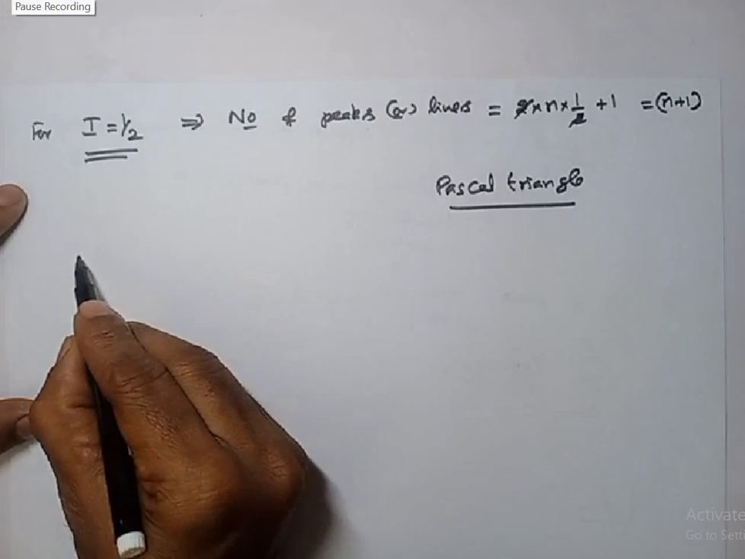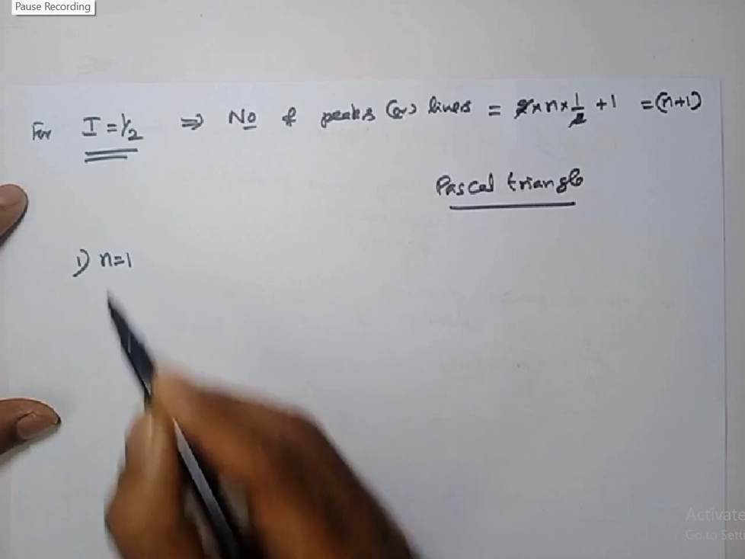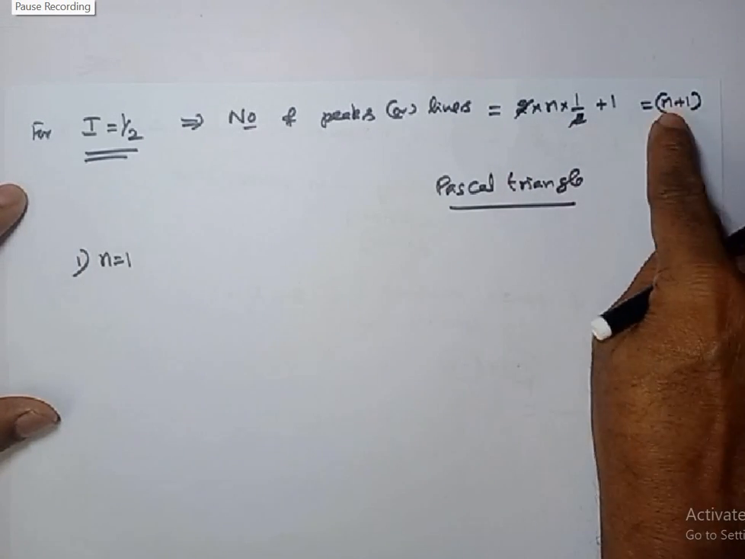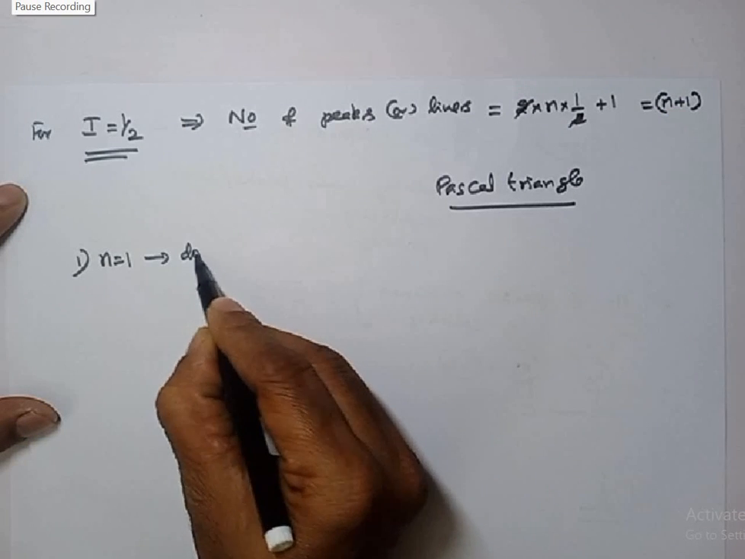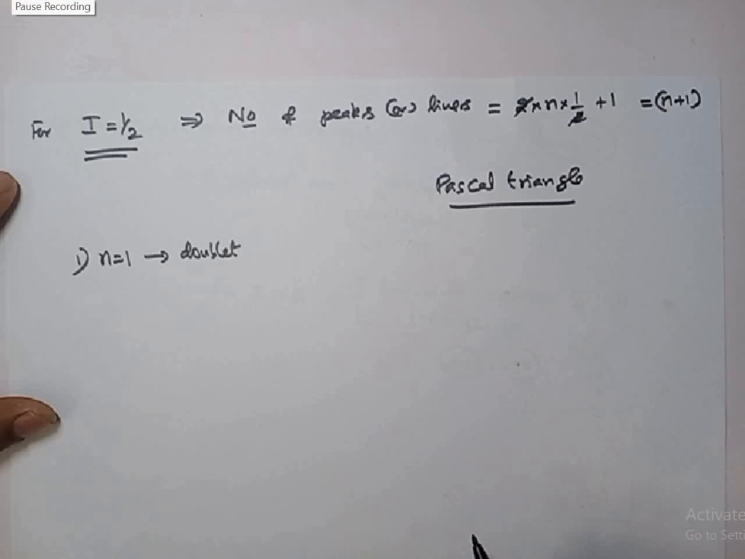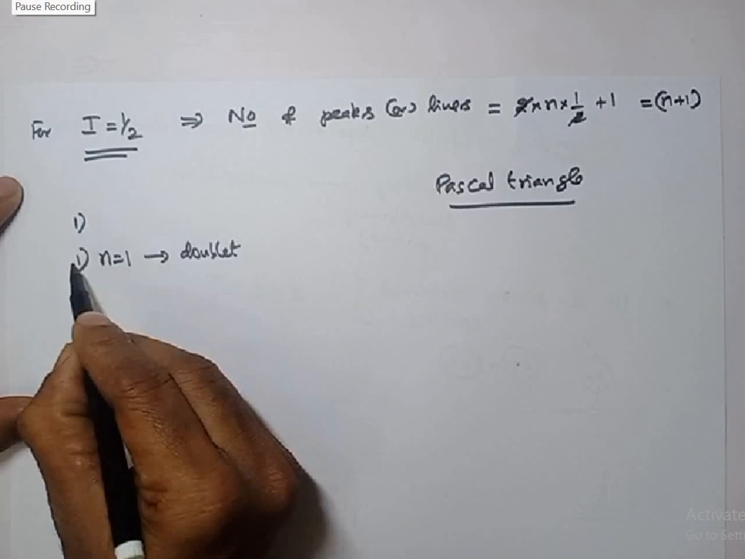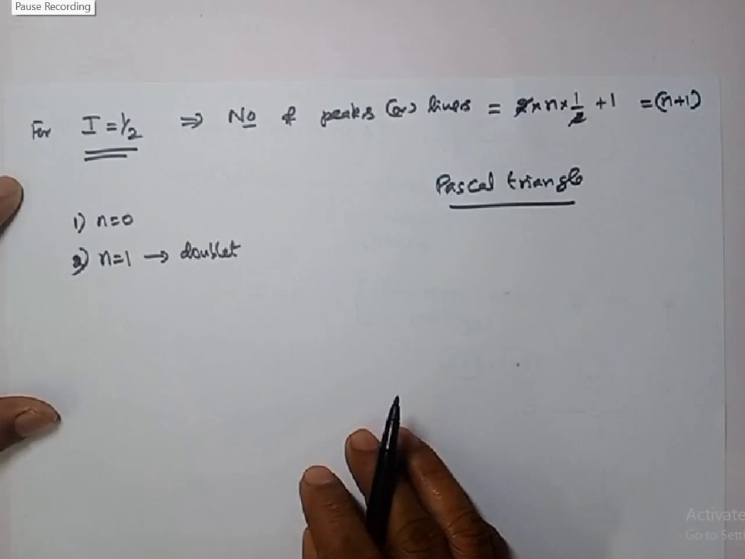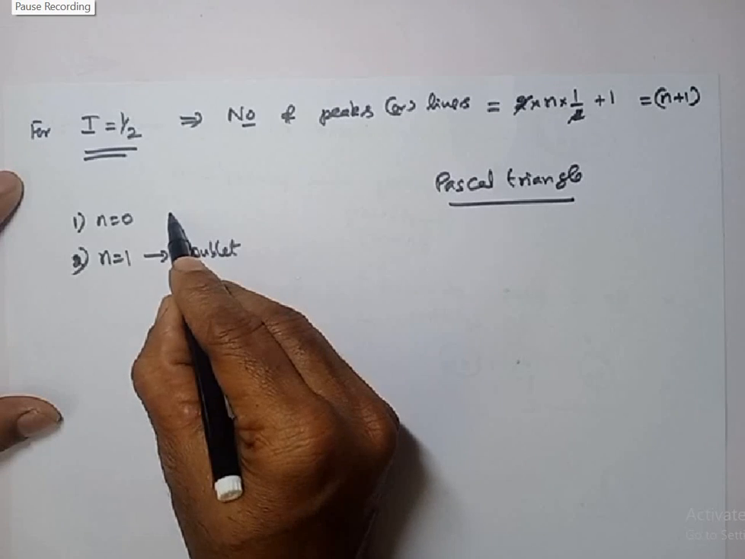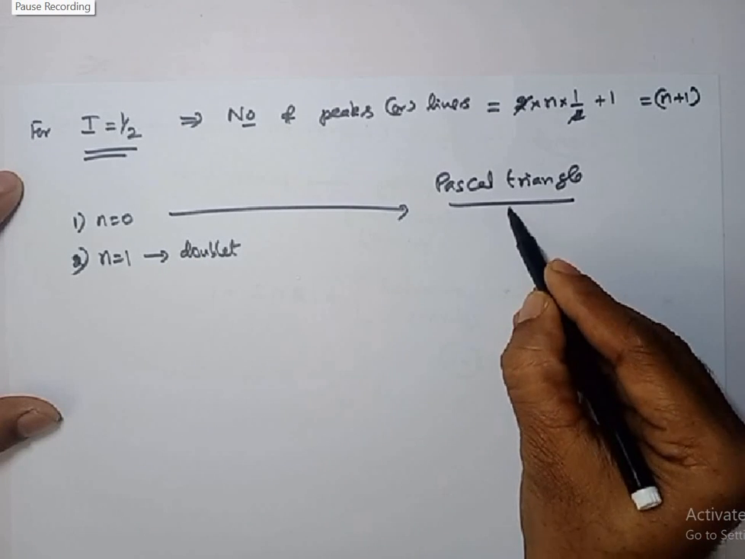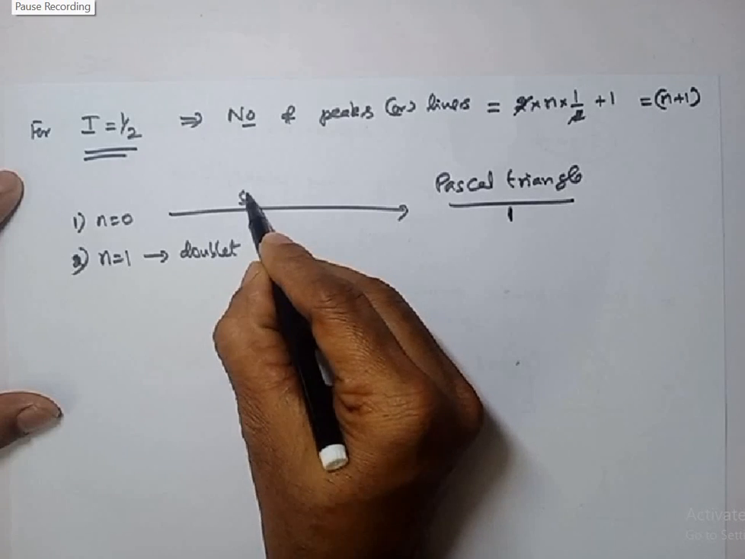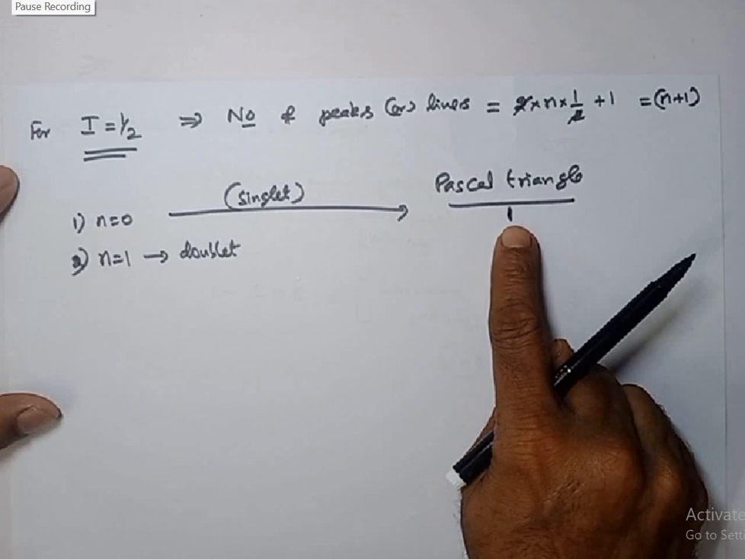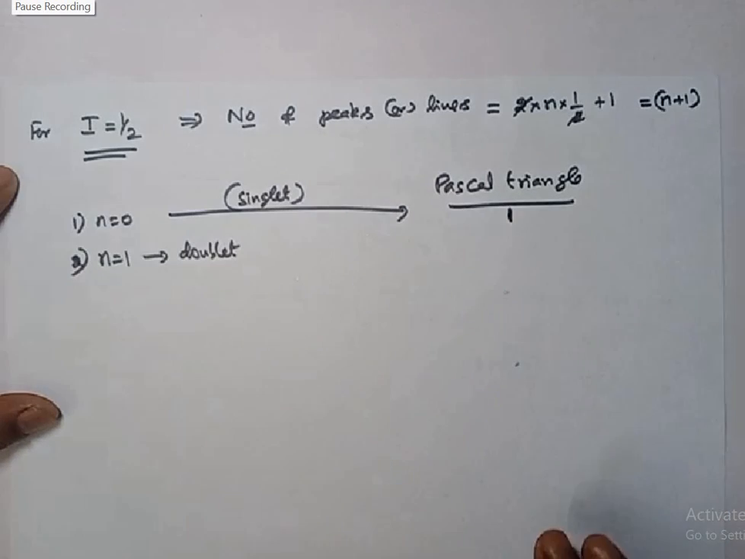Okay. Now, first we'll start with, say, n is equal to 1. Suppose n is equal to 1, then the signal is split into a doublet. Let me start from n is equal to 0 so that it is easy. Suppose n is equal to 0, meaning there is no neighboring hydrogen. When there is no neighboring hydrogen, how many signals do we get? We get only one signal and the intensity is 1. I can call this a singlet. No splitting, so we get a singlet and the intensity is given as 1.